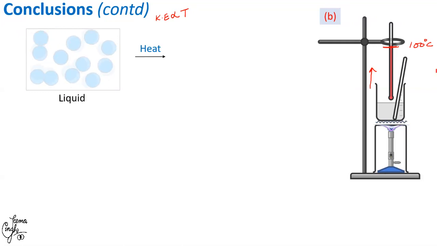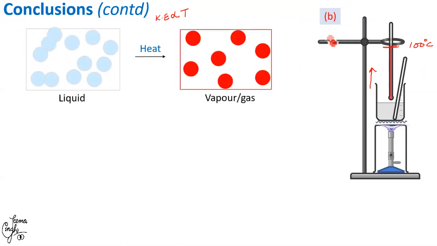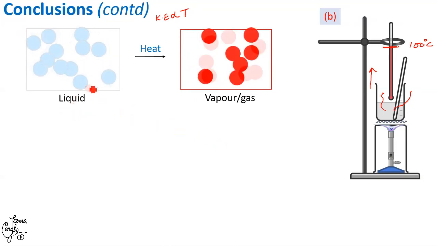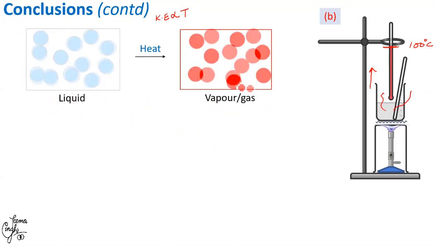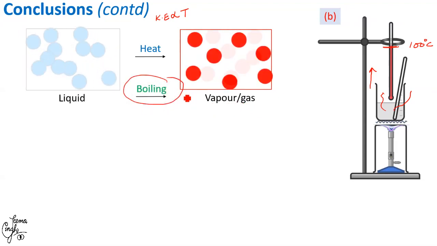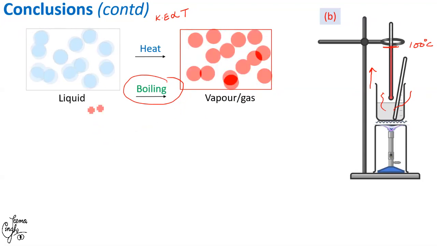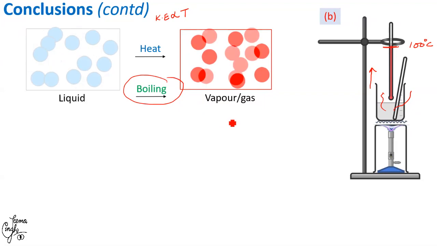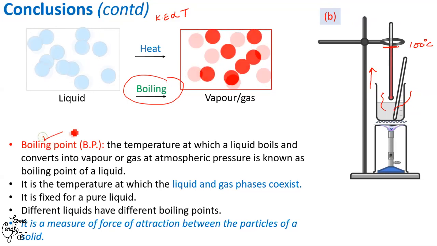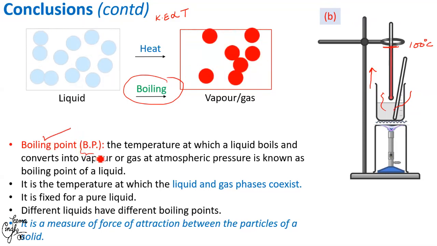At this temperature, the particles gain enough energy to break free from the forces of attraction present in liquid water and convert to gaseous or vapor state. That is, water begins to boil. We have just studied that the process in which a liquid converts into a vapor or gas by heating is known as boiling, and the temperature at which a liquid boils and converts into vapor or gas at atmospheric pressure is known as the boiling point of a liquid, abbreviated as B.P.